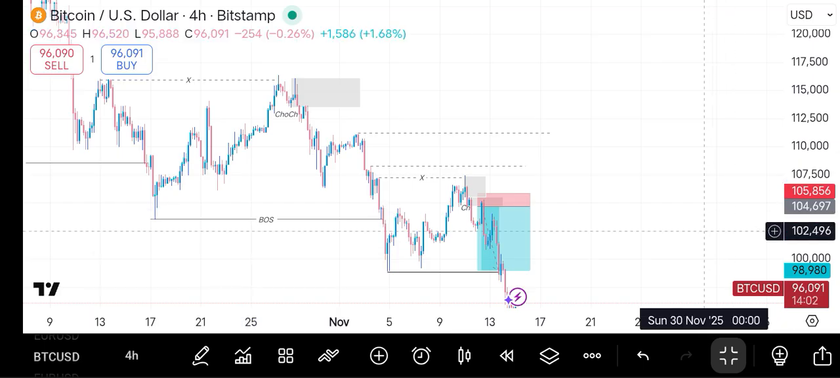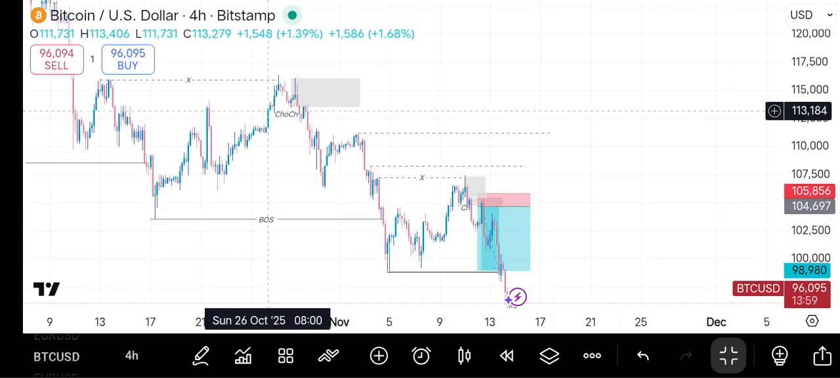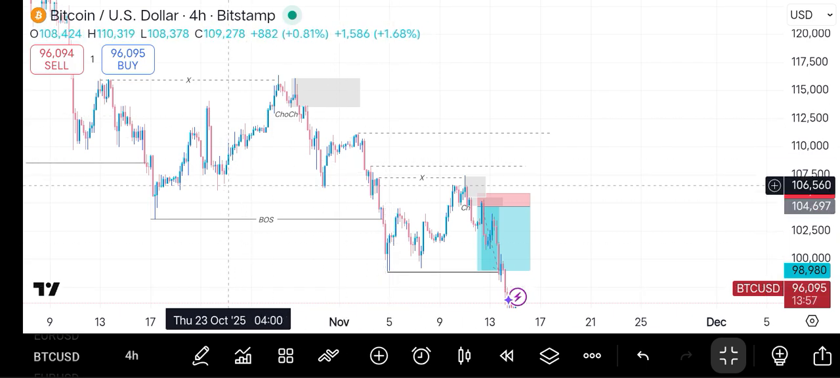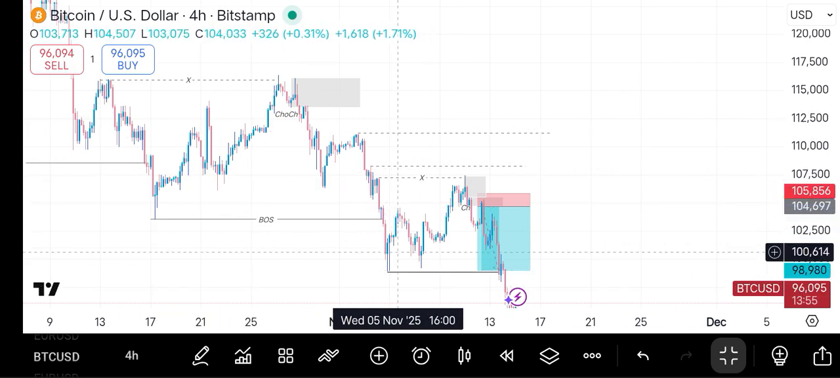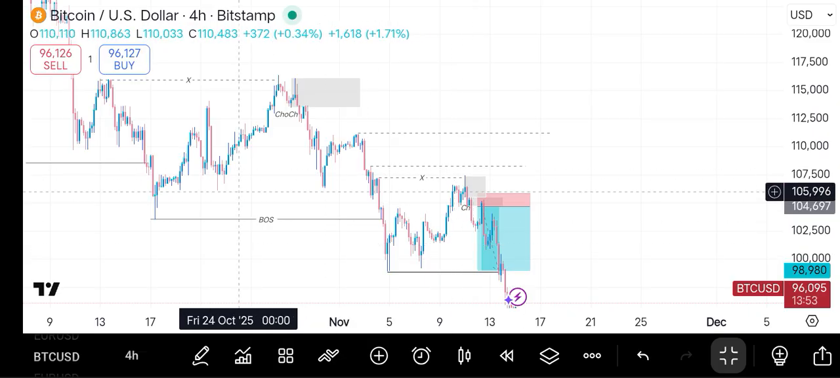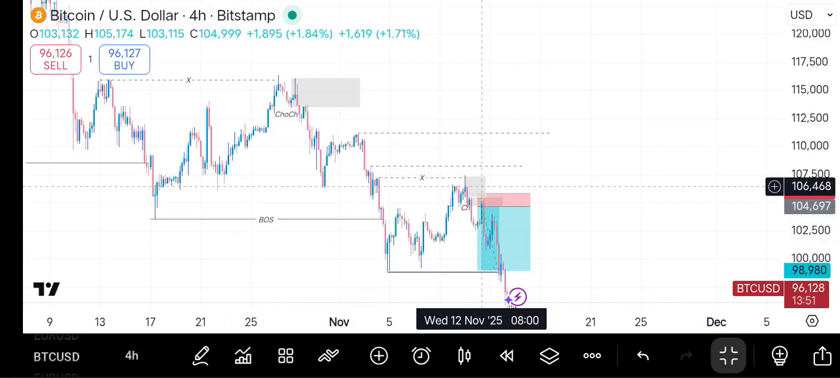What do I need next? I need my supply and demand. What do I have here? I have a buy up before the sell down. So this is my area of supply. Then the market pulled back up inside the area of supply. And what do I need next?